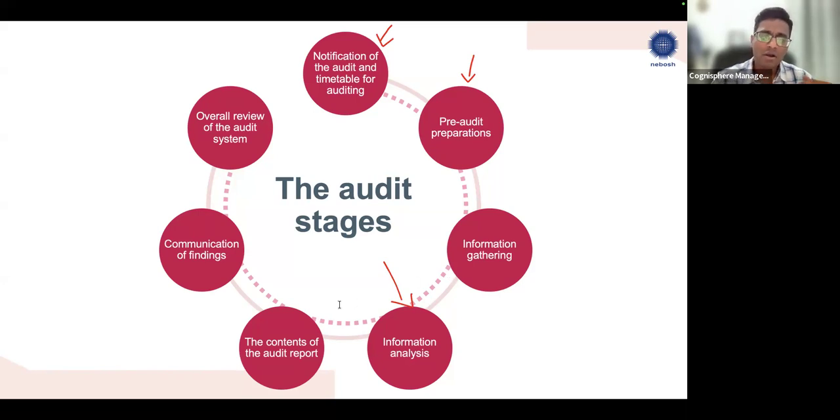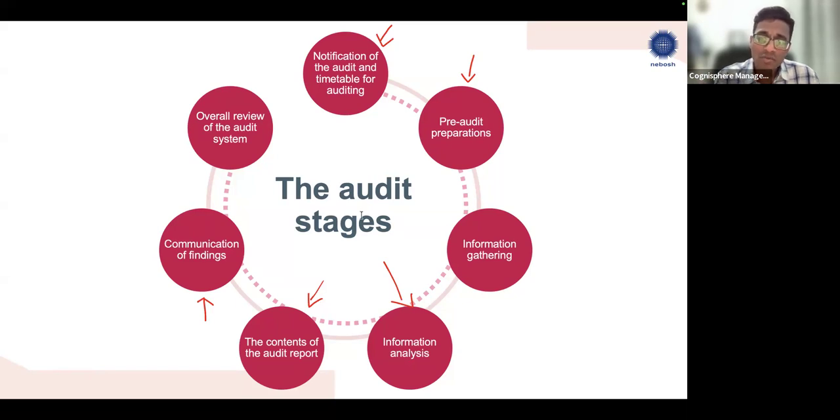Okay. And then the contents of the audit report. So now the auditor will prepare a detailed report of the findings that they have identified. Okay. So findings related to the policy clause, findings related to the implementation clause, or findings related to the check clause. So they will give a full audit report. What are the findings? And then they will be communicating the findings to the client or to the audit team. Okay, so they will communicate.